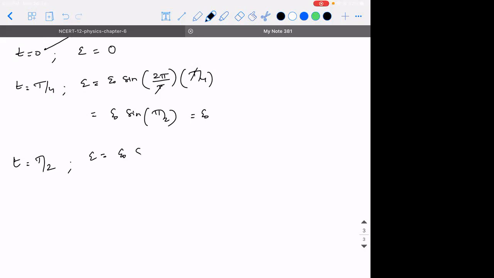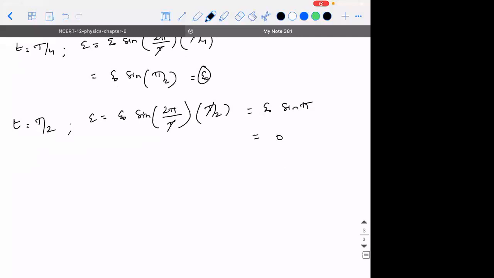EMF will be equal to E naught sine of 2 pi by capital T into T by 2. T and T will get cancelled. It will be E naught sine pi. Sorry, sine pi is 0. Sine pi, sine 180, is 0. So again, from maximum, it is dropping down to 0.